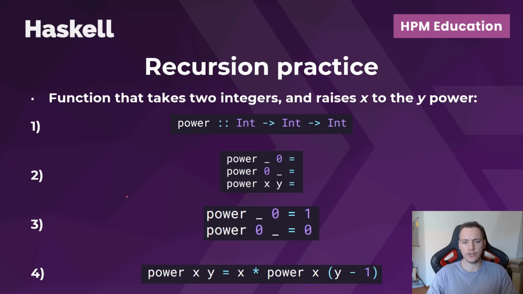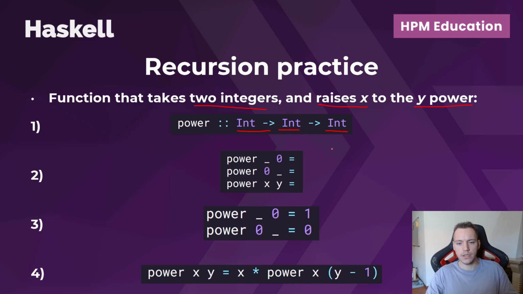So let's take a look at the 4 steps in practice through an example. Imagine that we need to define a function that takes in two integers and raises the first integer x to the power of y. The first step is to define the function signature for our function. We know it will take two integers, and raising x to the power of y, if they're both integers, will also return an integer.